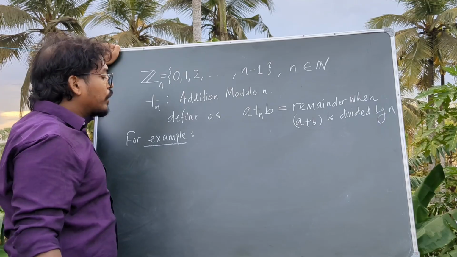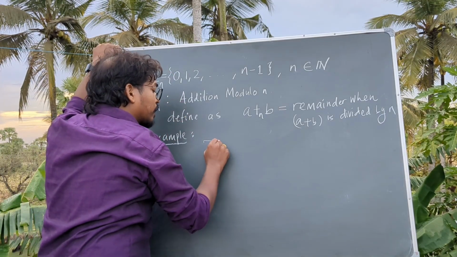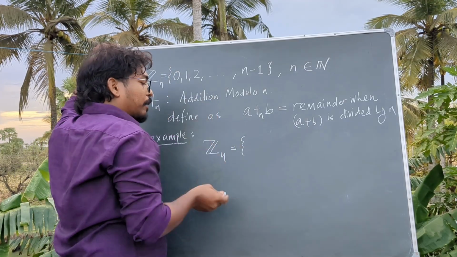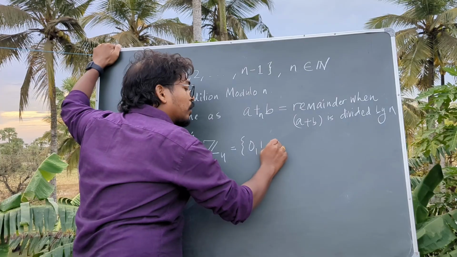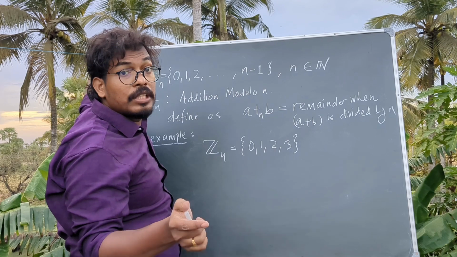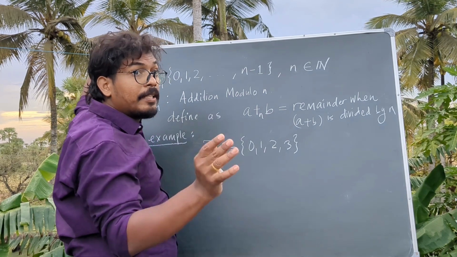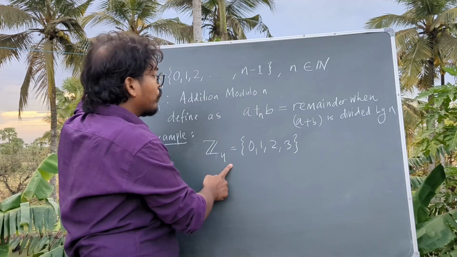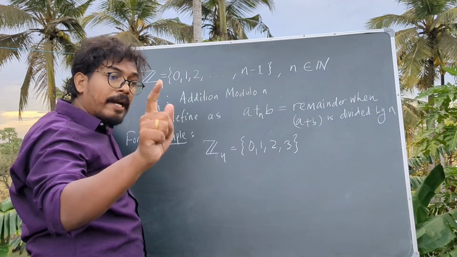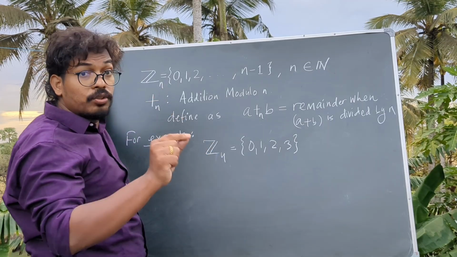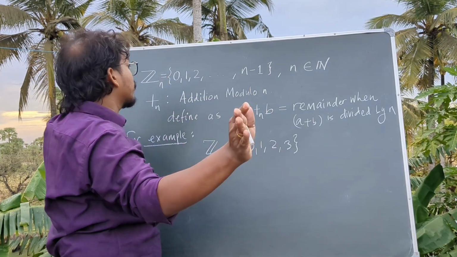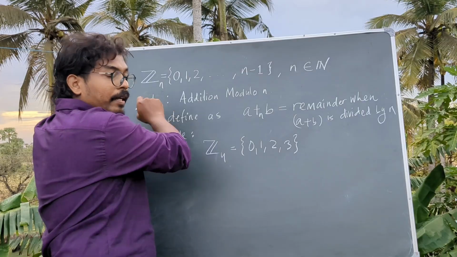suppose we have Z4. Suppose n is 4. We will have the set of elements 0, 1, 2, 3. The elements are the possible remainders you will get when you divide any integer by the number 4. Here also, take any integer. The remainder you will get when you divide that integer by n will be 0 to n minus 1. So these are the possible remainders when any integer is divided by the number n.